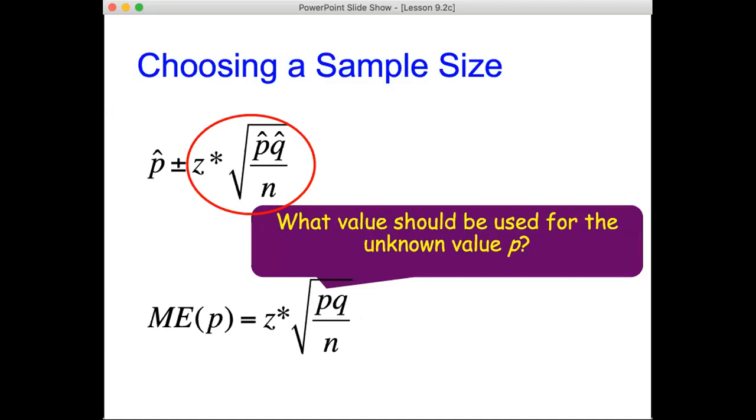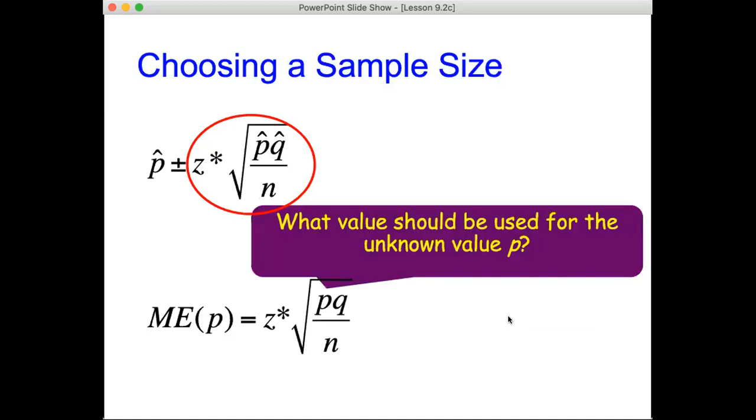Okay. So now the first question is, well, if we have our unknown to be n, that means we need to plug in stuff for z star, and we need to plug in stuff for p hat and q hat. The problem is, well, we don't know what p is, right? That's the whole point of creating a confidence interval, is because, well, we don't know what p is. That's why we're trying to capture it with our confidence interval. So the question is, well, what do we plug in for p then in this formula?